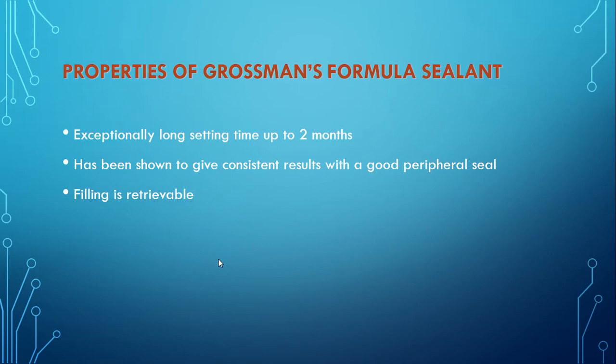Properties of Grossman's formula sealants are an exceptionally long setting time of up to 2 months. It has been shown to give consistent results with a good peripheral seal, and the filling is retrievable, so we can remove this sealant easily.